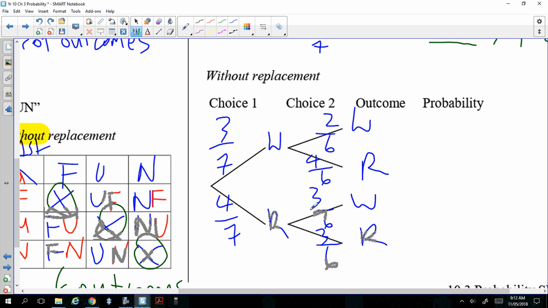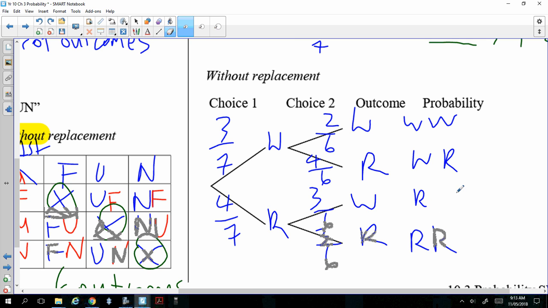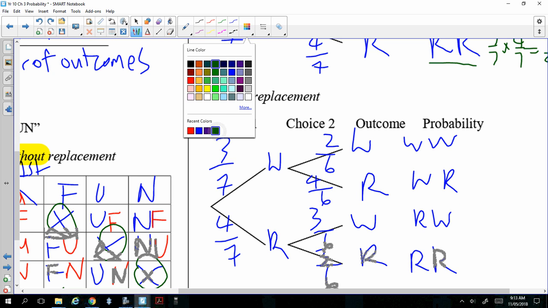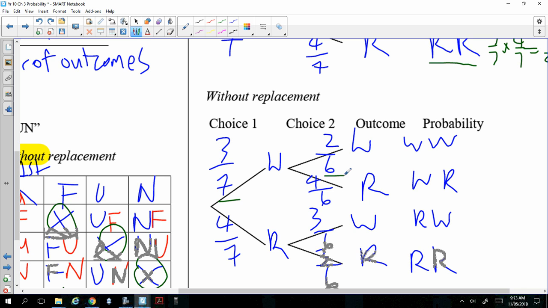Okay, and the outcomes are the same, but with different probability. Okay, so you get W like that. And then to calculate the probability, you multiply this by that. So you get 3 out of 7 times 2 out of 6. You can simplify. 1/3, you get 1 out of 7.